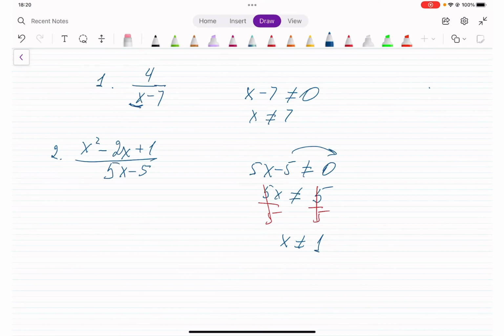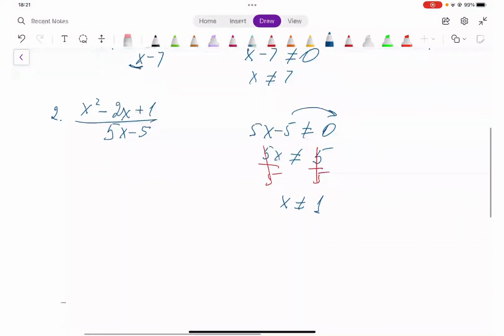So x cannot be equal to 1, because when x is equal to 1, we get 5 times 1 minus 5, which becomes 0. So x doesn't equal 1. What does that mean? If we had an equation here and we got, let's say, 1 as the answer, that 1 wouldn't count because it's restricted by this condition.